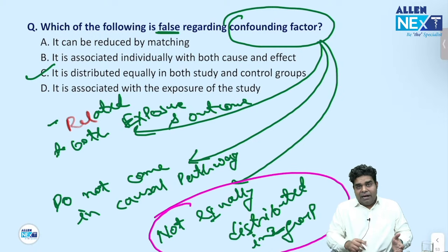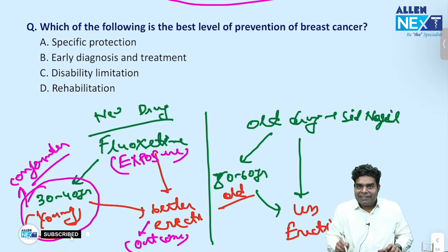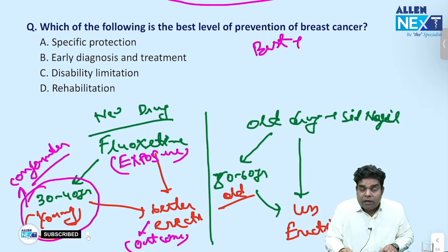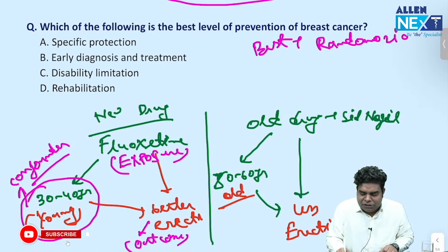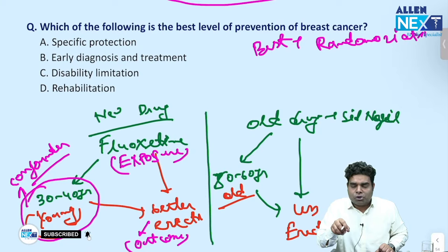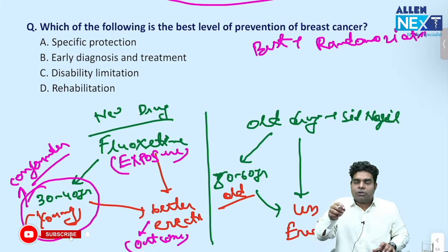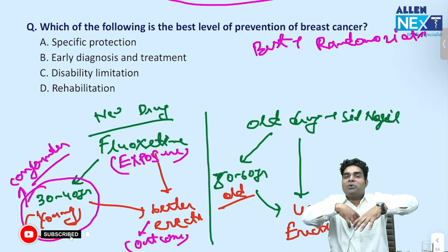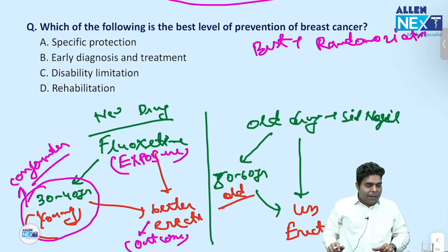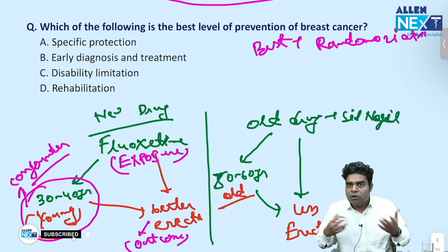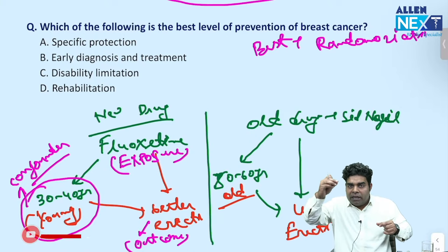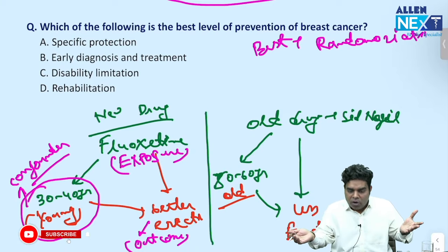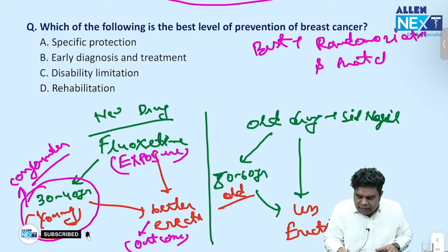Okay? And of course, how can you remove the confounder? If you want to remove the effect of age, how can you remove it? Best way to remove confounder is randomization. Randomization means they will choose the chit. If they come and choose chit A, they will go to group A. And if they choose chit B, they will go to group B. So in this way, young and old will be distributed randomly rather than selectively. So the effect of old and young age will go away, confounder will go away. Second is matching. You give sildenafil to a 30-year-old, you also give fluoxetine to a 30-year-old. So if you match, again confounder will go away. So randomization and matching can remove confounder.